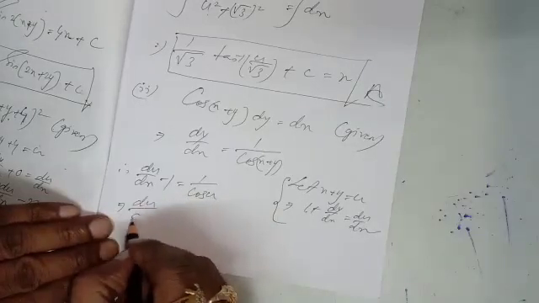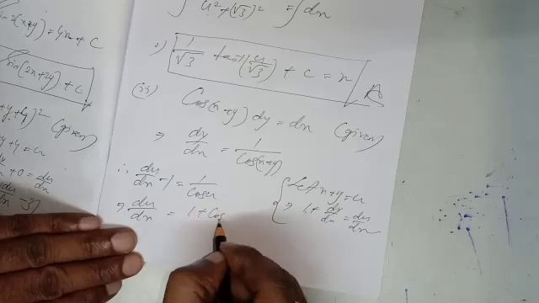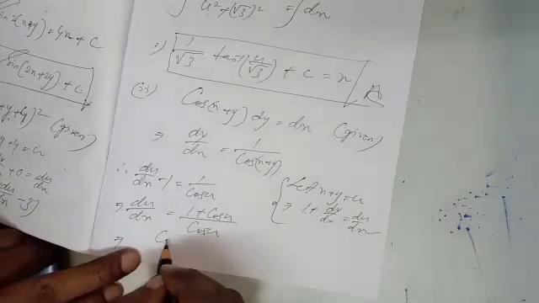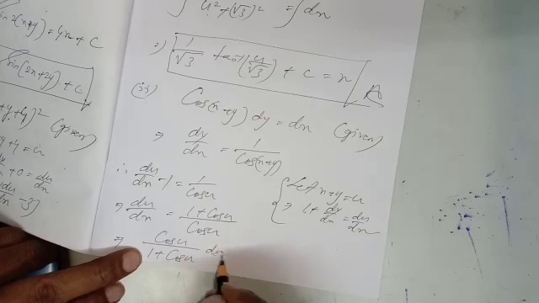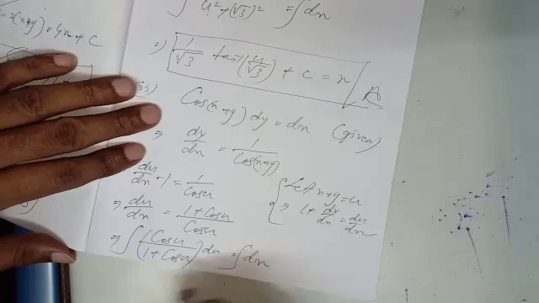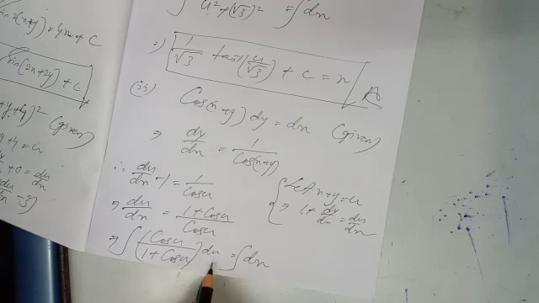This implies du by dx is equal to 1 by cos u plus 1, that means (1 plus cos u) by cos u. After that, you have to separate the variables, so this will be cos u by (1 plus cos u) du is equal to dx. After separation of variables, you have to integrate both sides. You can do here one thing, adding 1 and subtracting 1. It will be easier to solve.